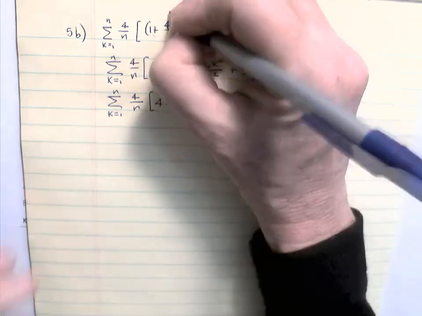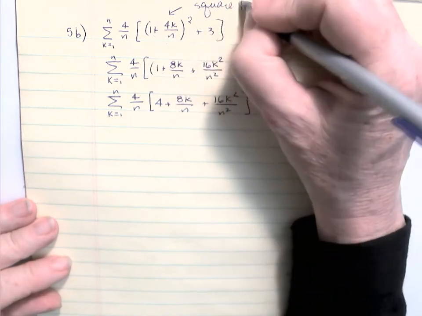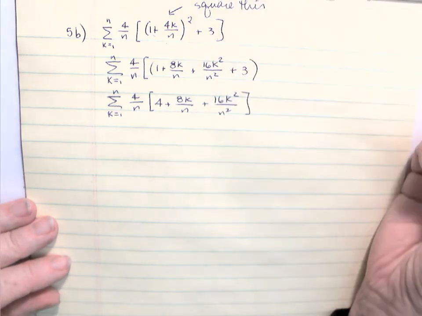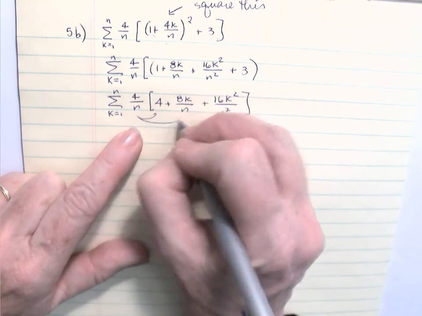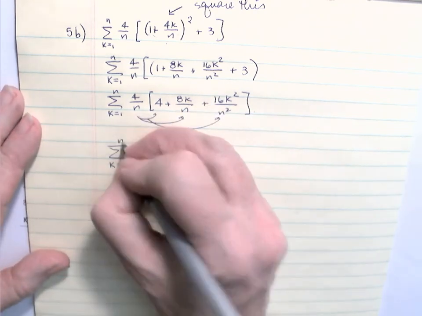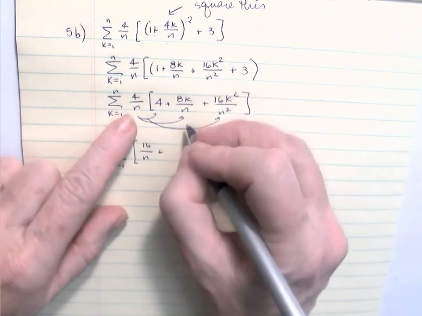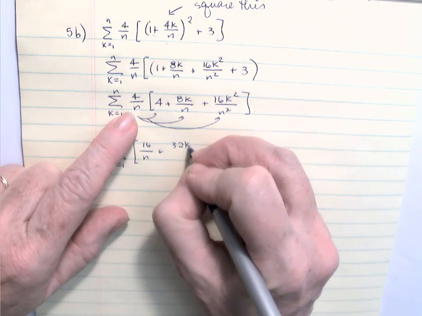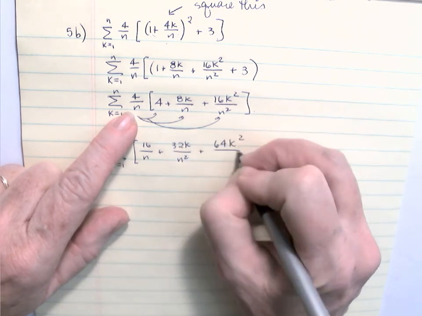Okay, so square what you need to square first. Then clean it up a little bit. I like to distribute. So that will give us sigma, k goes from 1 to n, and we're just going to have 16 over n plus, again, distribute, 32k over n squared plus 64k squared over n cubed.